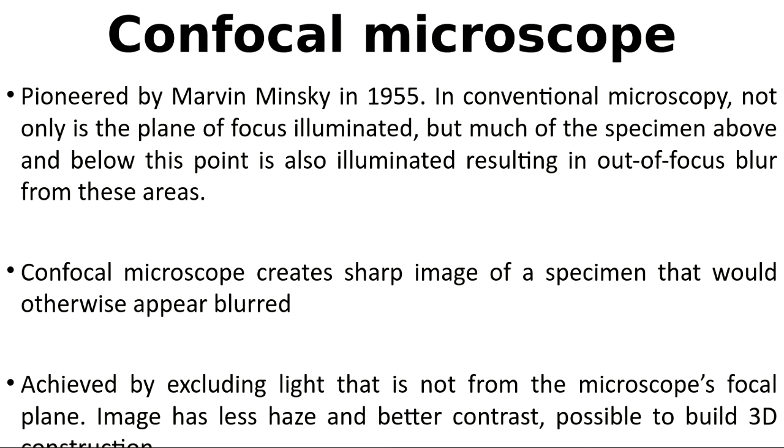Confocal microscope creates a sharp image of a specimen that would otherwise appear blurred. Confocal means it creates sharp laser edges. Whenever you are watching a movie in a cinema hall, there has to be solid contrast, then only you can enjoy the movie. It is achieved by excluding light that is not from the microscope's focal plane. So for confocal microscopy, what you should know is why it is used: we want to produce a sharp image of a specimen. If you remember this, it's more than enough.